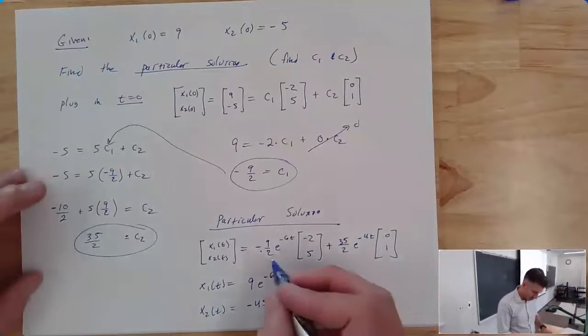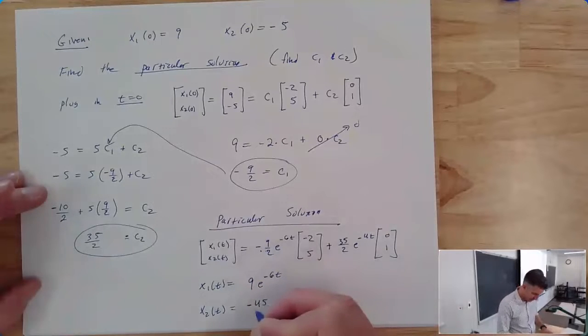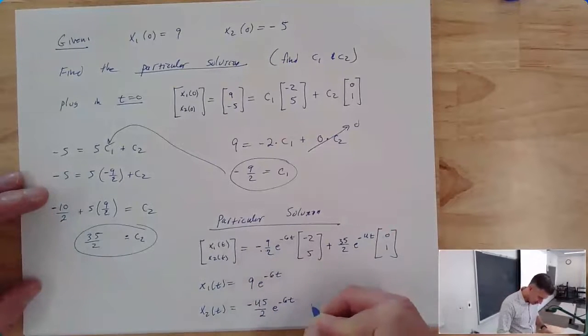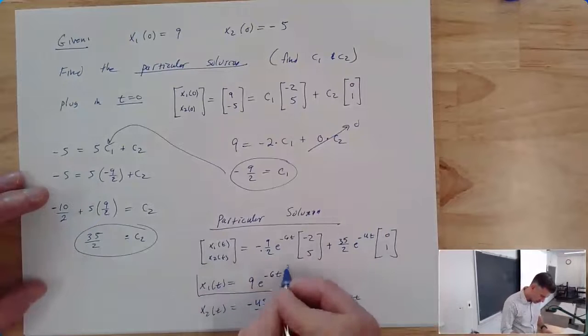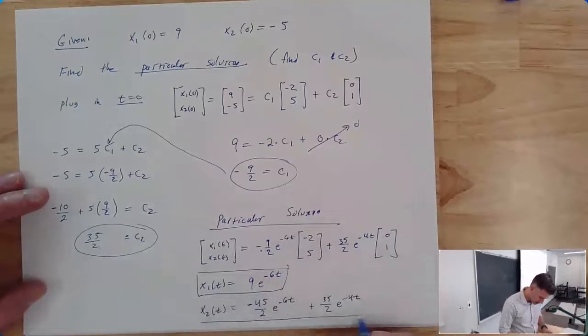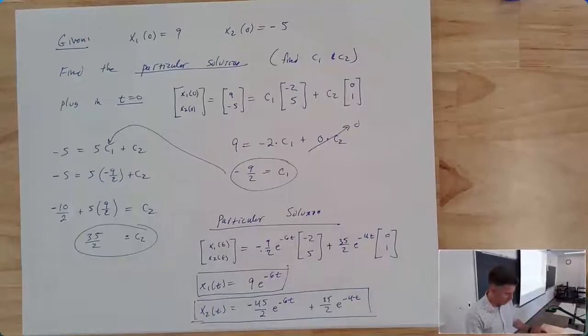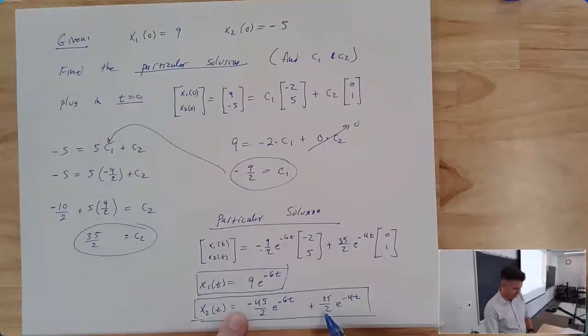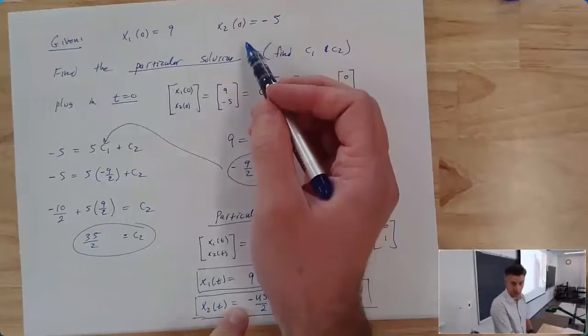Okay, so we would look at the bottom row. -9/2 times 5 is -45/2 e to the -6t plus 35/2 times 2 is 35/2 e to the -4t. And these are the two things you would type in to WebWork for x1 and x2. We can double check just to be absolutely sure. If you plug in 0 for t here, you get -45/2 plus 35/2, which is -10/2, which is -5, which is the initial condition for x2. So it works.